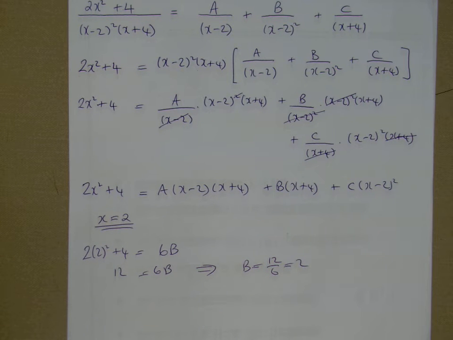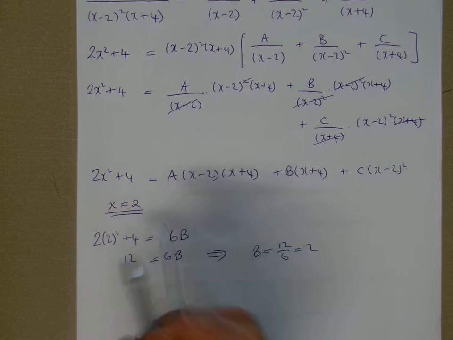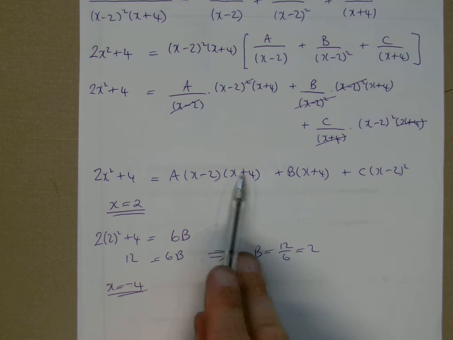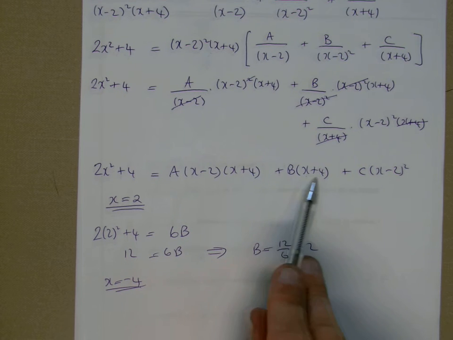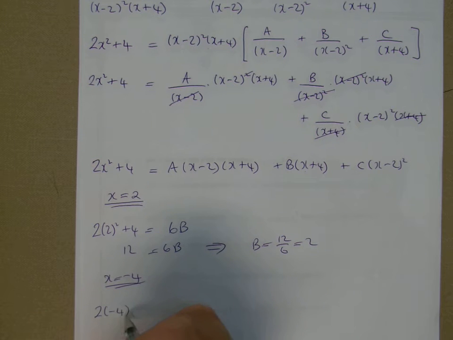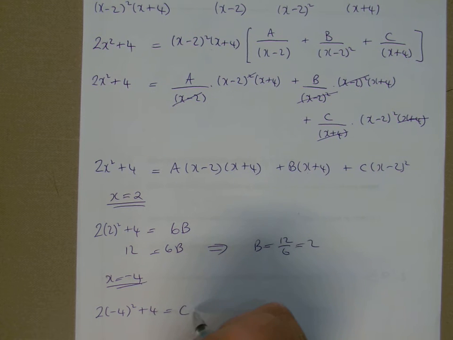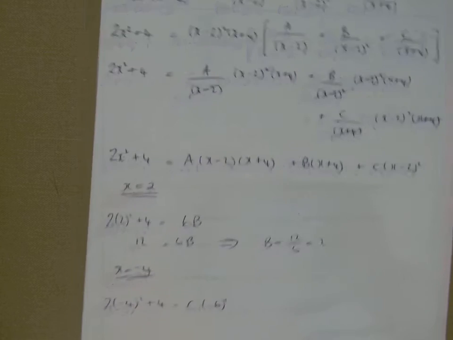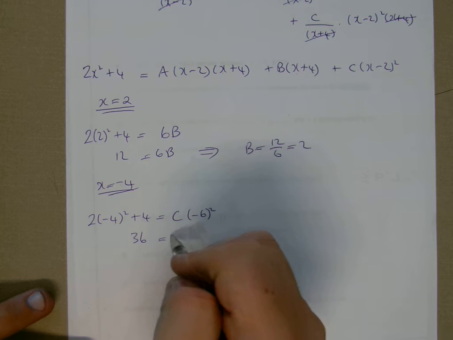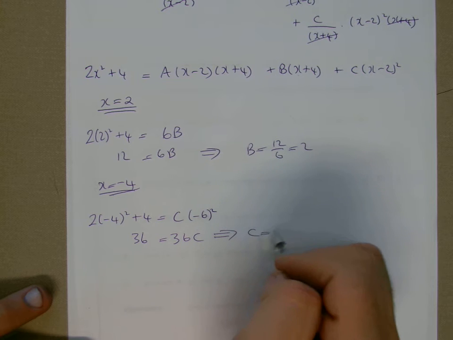Next, we need to work out what A and C are. Another value to set x to, which will eliminate terms, is x equals minus 4, because minus 4 plus 4 is 0. So that will go, and it will just be left with the C term. Put minus 4 in there, you get minus 6 in that bracket, of course squared. Work that out on your calculator: that's 36, and the left side becomes 36 as well. You square a negative, it's a plus. So that means C has got to equal 1.